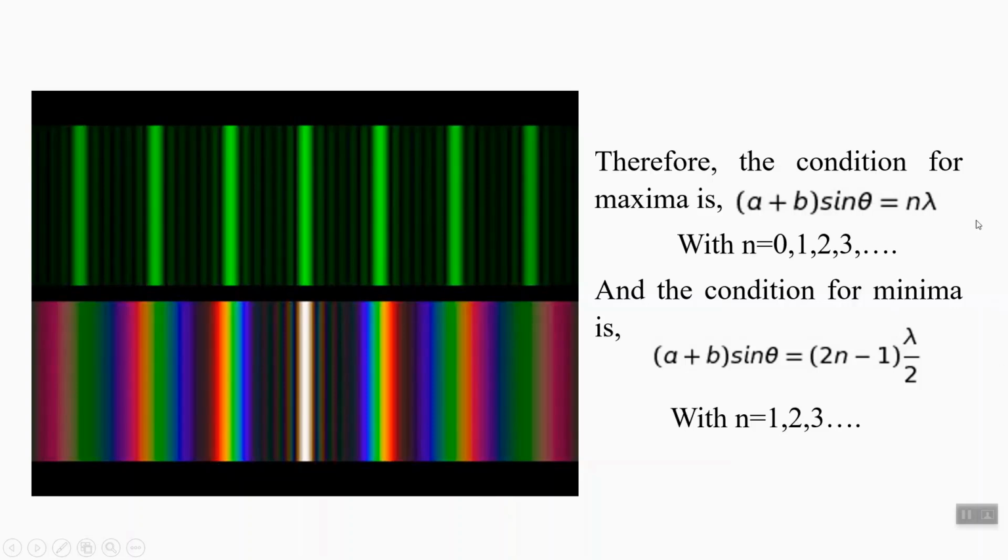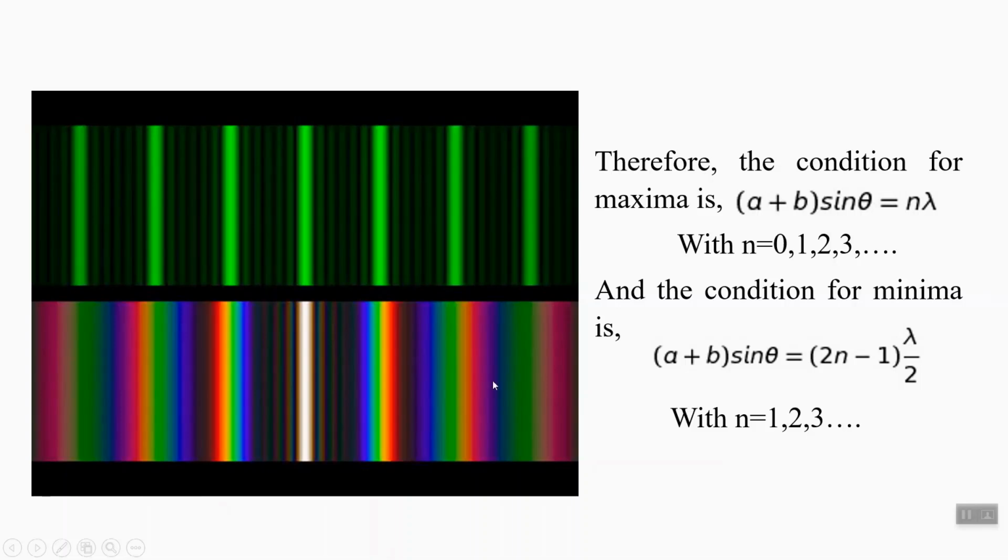For n equal to 0 and theta equal to 0, that corresponds to the central maximum. n equal to 1 corresponds to the first order principal maxima on both sides of the central maximum. n equal to 2 corresponds to the second order maxima on both sides of this central maximum, and so on. Similarly, in this equation, n equal to 1 corresponds to the first order minima on both sides of the central maximum. n equal to 2 corresponds to the second order minima on both sides of the central maximum.